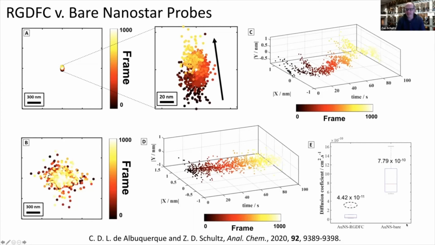All right, we can also use traditional particle tracking techniques and figure out the diffusion coefficient as shown here in the bottom right in E. And we see that the bare nanostar moves much quicker, consistent with the analysis I just told you about, than the one that binds selectively to the protein surface.